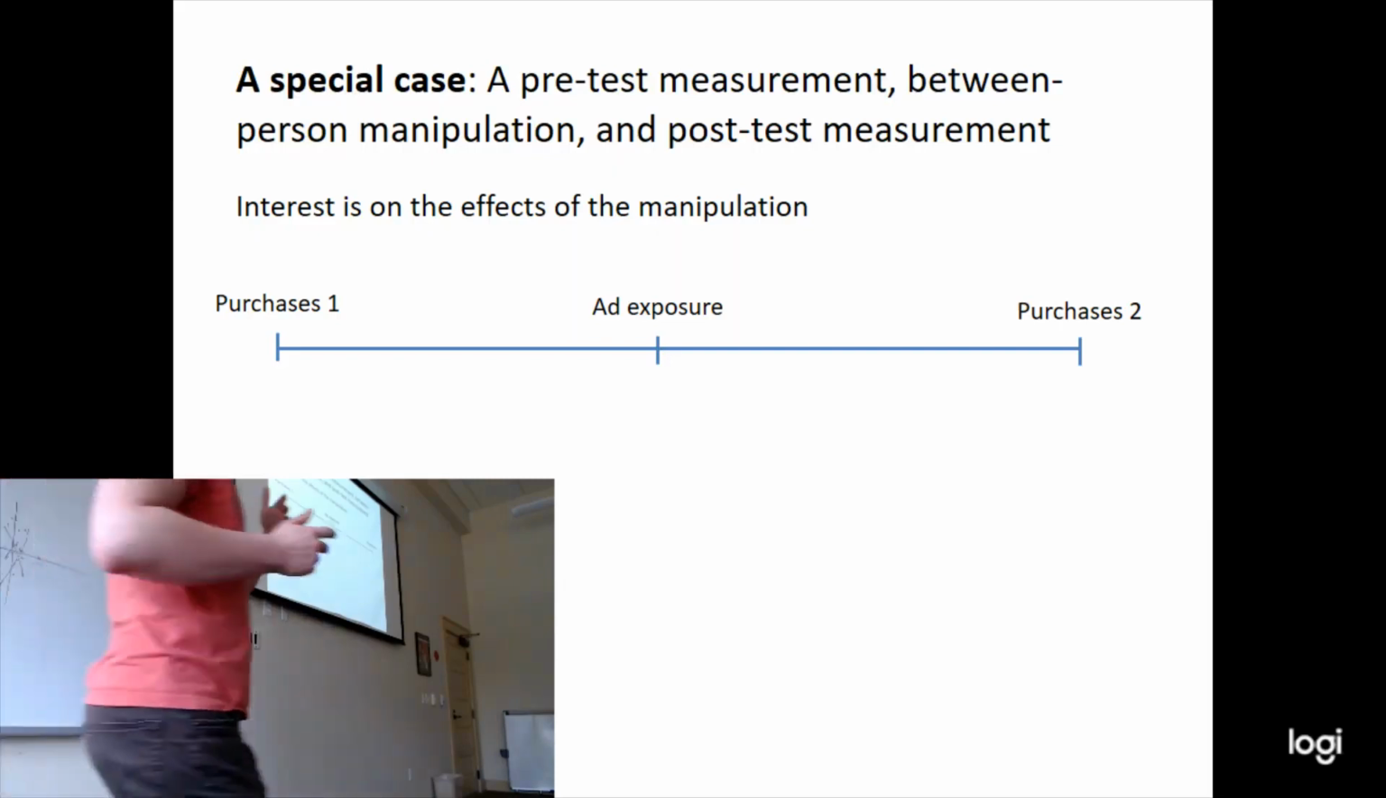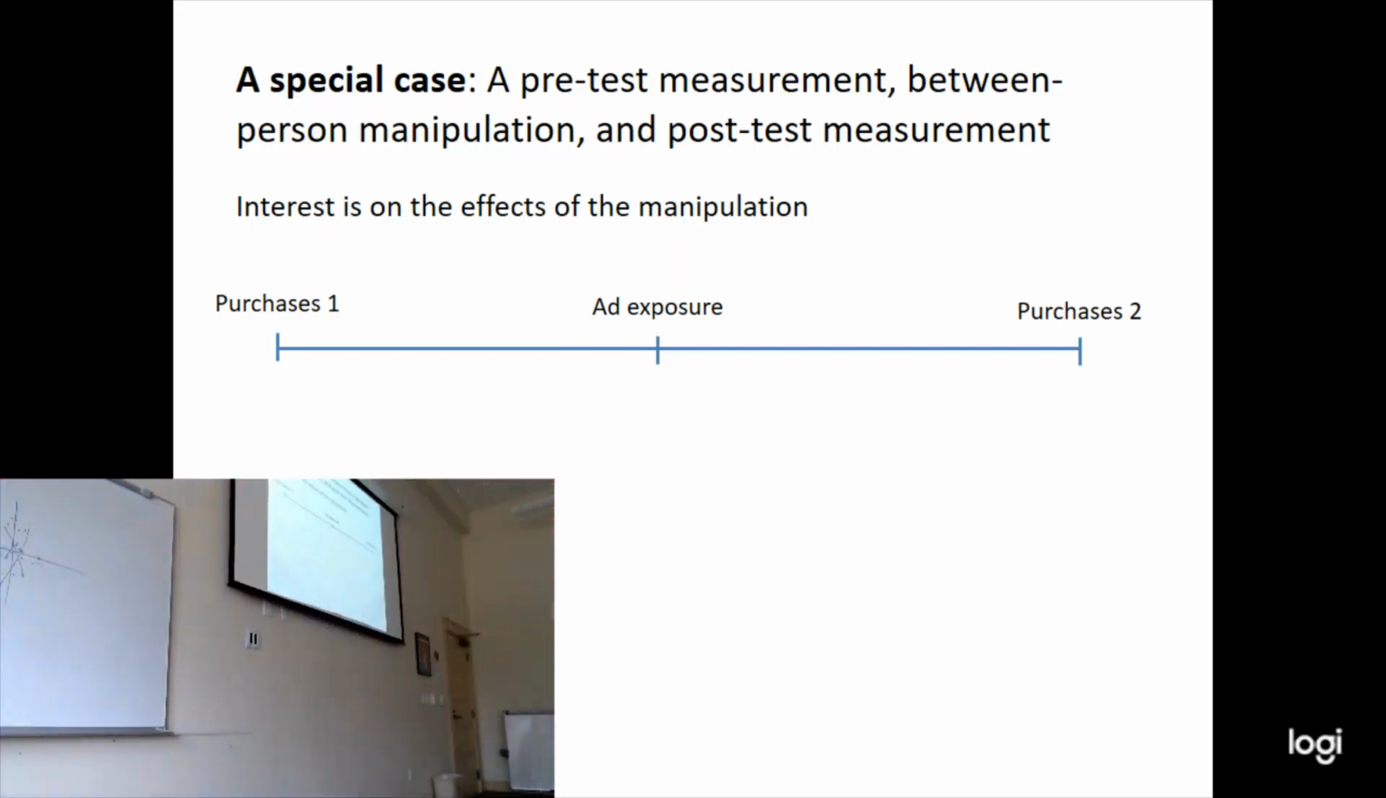Let's say that you're analyzing purchasing behavior, and you have purchasing behavior at some early time point and some late time point. And then you do some sort of manipulation that does vary between subjects in between. And what you're interested in is the effects of that manipulation. So this is a case where you have repeated measures on purchases. Maybe time is that variable.